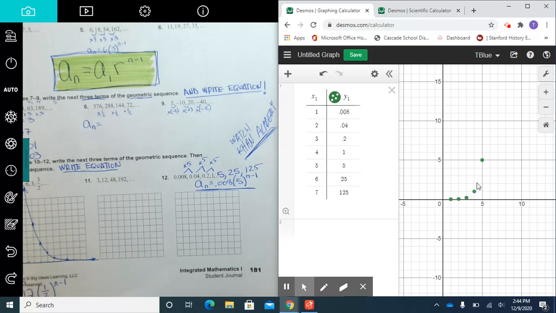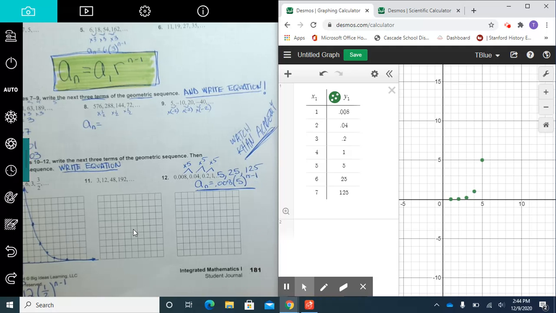If you wanted to do them on Desmos, you can do your problems on Desmos. Just put Desmos, and then copy your URL and hand that in with your homework. You still need your next 5, which I could see right here if you put them in here. You also need your equation, which is right here: a to the n equals 0.008 times 5 to the power of n minus 1.